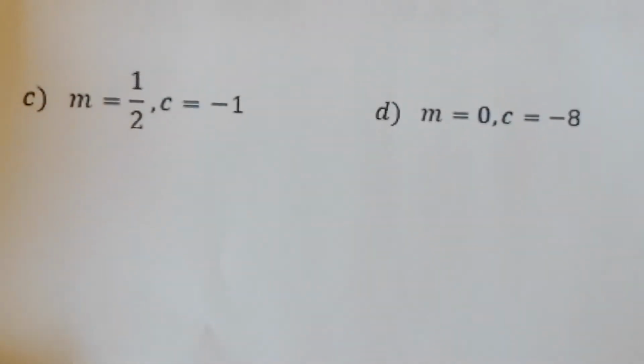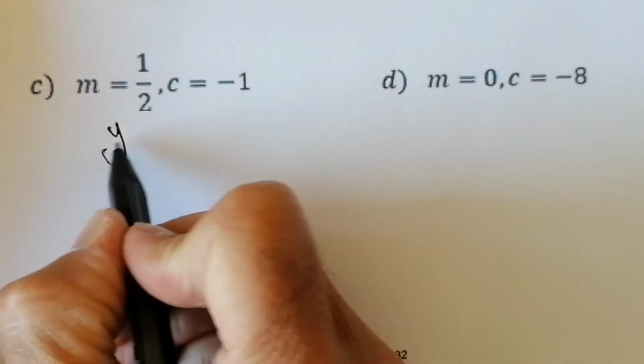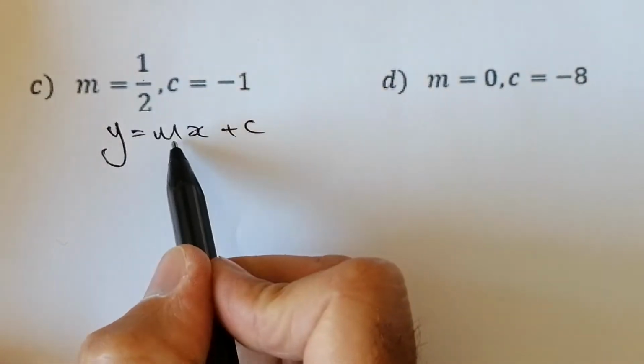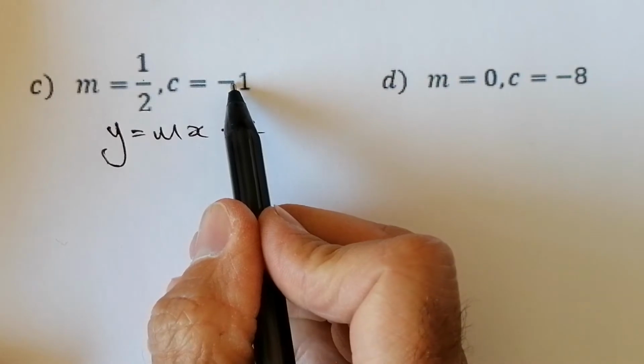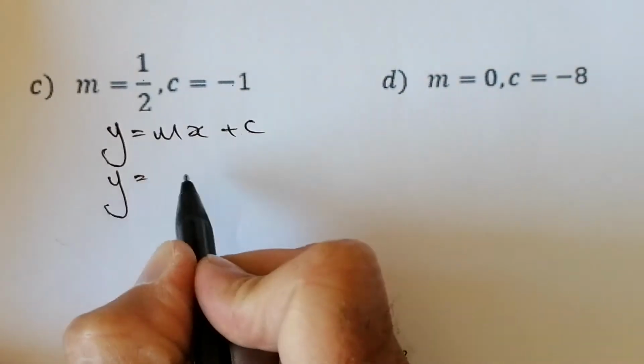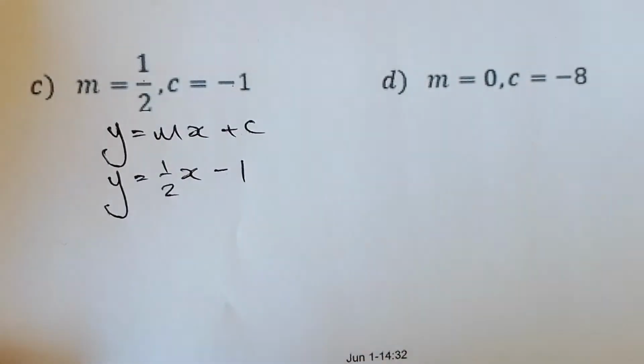Right, even when we've got fractions, these are reasonably easy as well. All we're using is y equals mx plus c. All I'm doing is substituting a half in where m is, and -1 into where c is. So the equation is going to be y equals a half x minus 1. No more work than that.